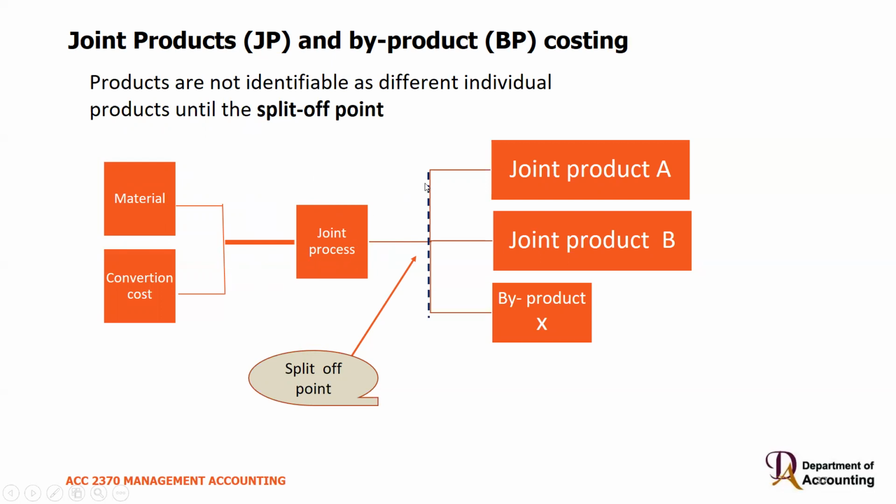Now after that, you come to this very important point. You call this point the split off point. Now, when this joint process arrives at this split off point, all these joint products and byproducts can be separately identified. So products are not identifiable as different individual products until this split off point. After you pass this split off point, now you can identify this is joint product A, this is joint product B, this is byproduct X. Likewise, after the split off point, you can identify these process products. Before that, you can't identify individual products. So this is the importance of the split off point, right?